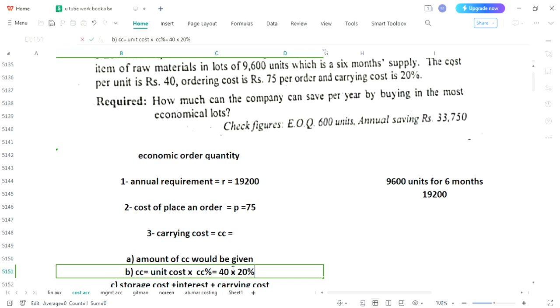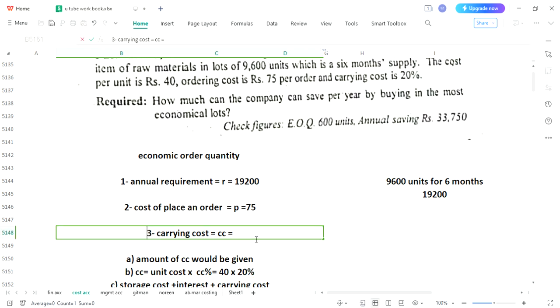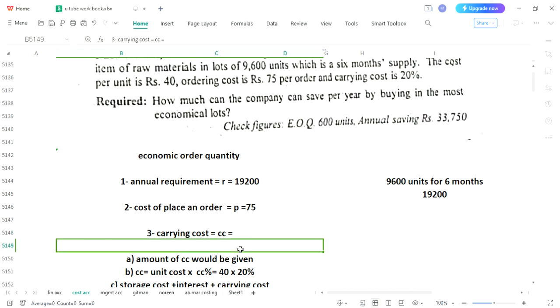So guys, here we will calculate our carrying cost, and we need to put the amount over here. 40 into 20%. Alright, we should calculate it. 40 multiplied by 20 divided by 100. So we have got our carrying cost, and that is 8.